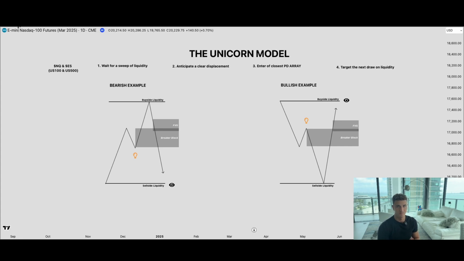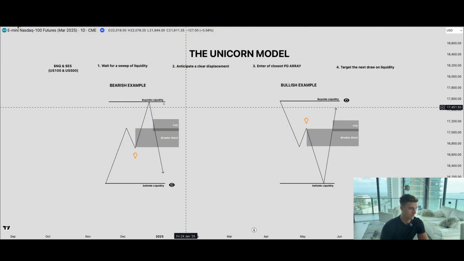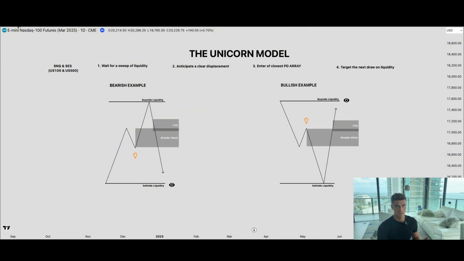In today's video, I'm going to be going over my favorite model that has generated me over 6 figures in payouts alone. This model is called the unicorn model. What it consists of is a breaker block and a fair value gap. I've created this little diagram for you on the TradingView chart, just so you can visualize this strategy a little bit better. So let's get straight into it.